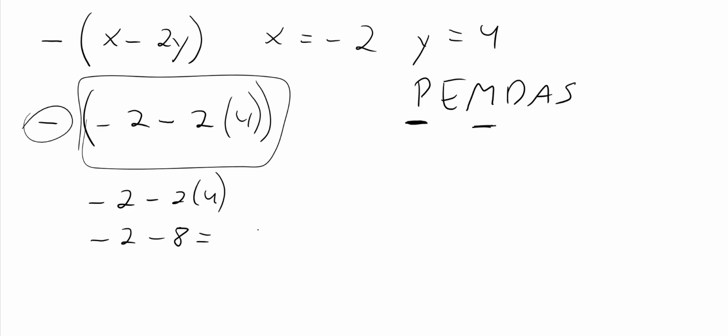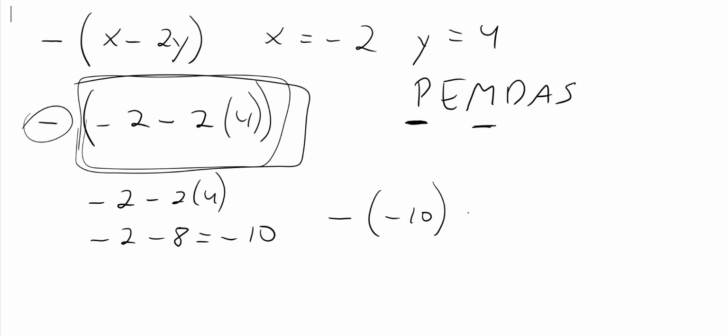And that gives you what? 2 plus 8 is 10, but the sign of the bigger number is negative, so it's negative 10. So this part right here that I just boxed, that's negative 10. So it's negative of negative 10, and so that's equal to positive 10. That's your answer. Okay? These take practice.